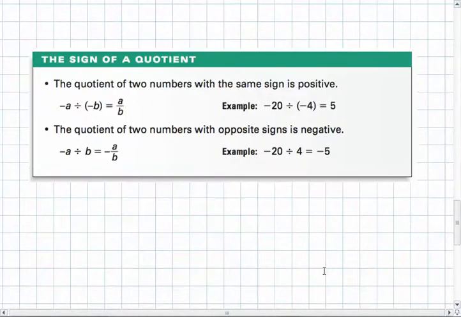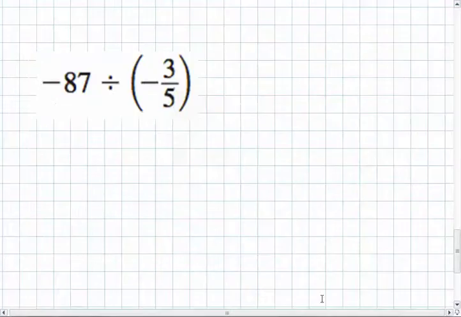The sign of a quotient behaves similarly to the sign of two numbers that are multiplied together. If you divide two negative numbers, you end up with a positive number. And if you divide a negative by a positive or a positive by a negative, you will get a negative number. So it's very similar to how things work with multiplication. Negatives cancel each other out, and with a negative and a positive, the negative wins.